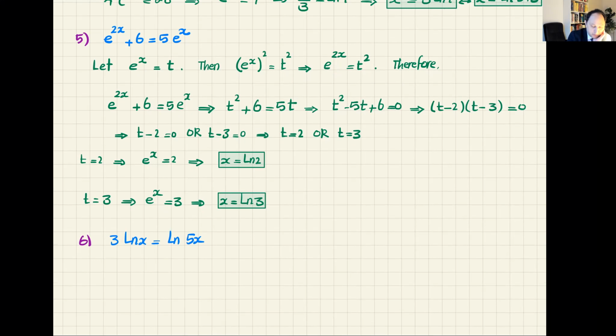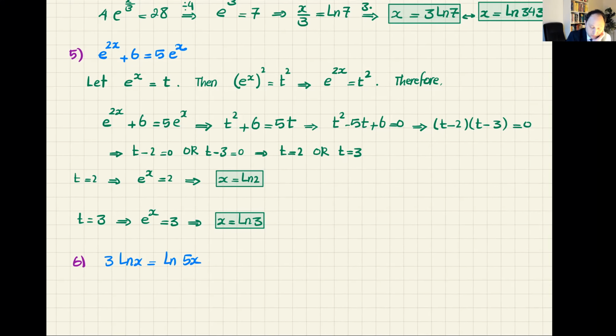So let me write method 1. That is not what I wanted to do, but that's also okay. Martin told that we can put this 3 which is here on top. That's okay. Then this becomes ln of x to the 3 equals ln of 5x. Okay, then what can you yourself continue?